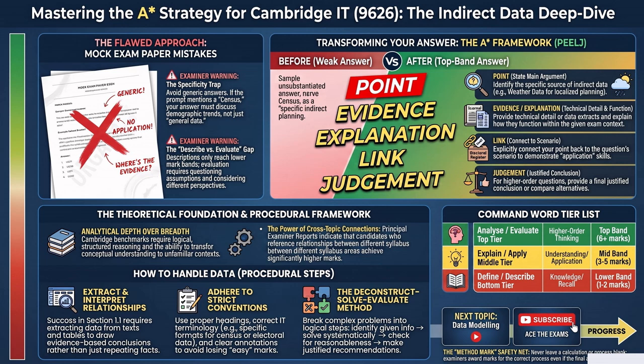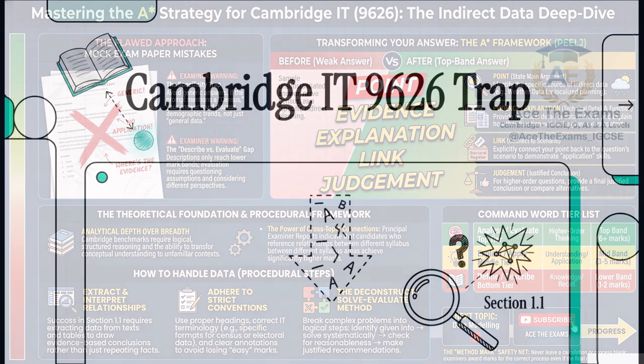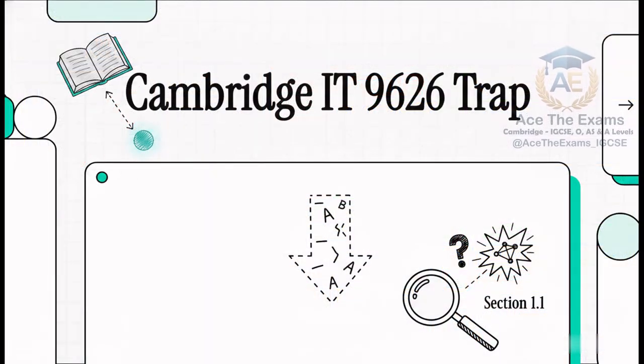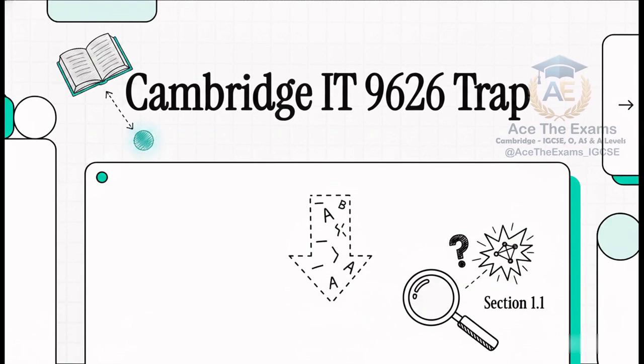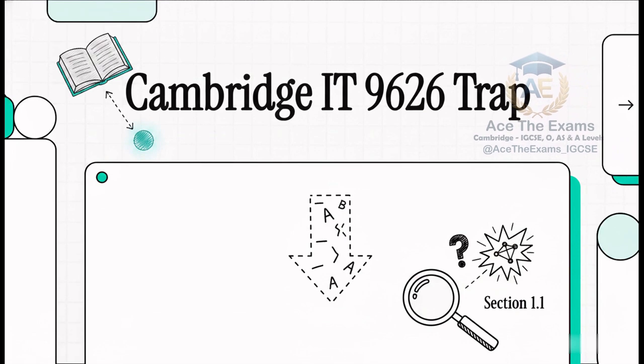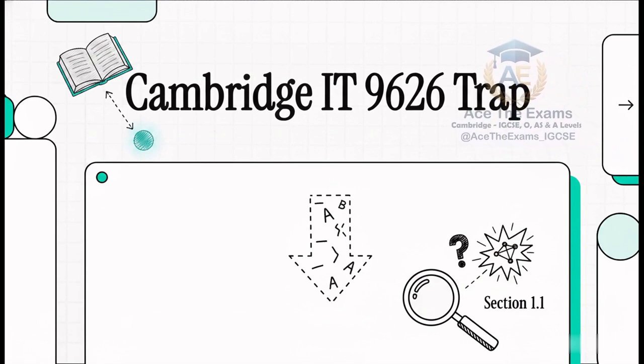Picture this. You're walking into your Cambridge Information Technology 9626 exam feeling completely prepared, only to drop an entire grade boundary because of a single, invisible trap. Today, we are going to expose the one tiny mistake that costs candidates critical marks in Section 1.1 before they even realize what hit them. Let's get straight into it.